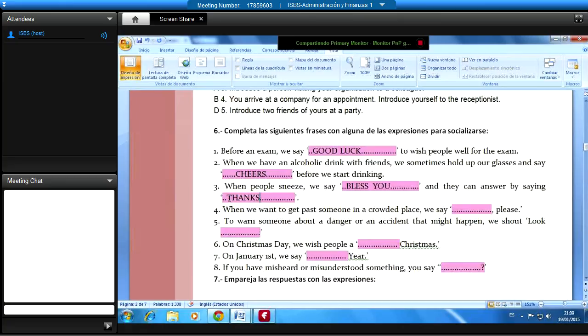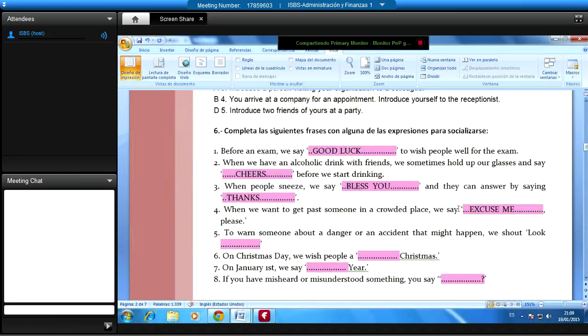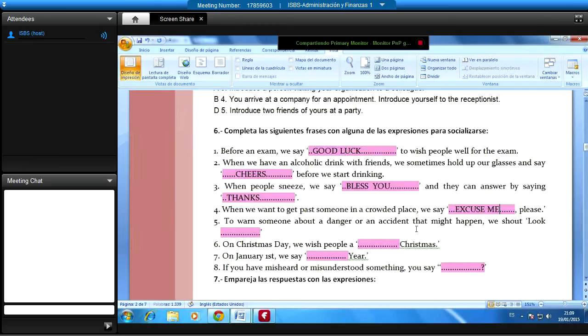Then, when we want to get past someone in a crowded place, a place full of people. Imagine that you're in the middle of the crowd, in the middle of many people, and you have to go like this, because you want to get past, or you're on the train and you want to get out. What do you say to try to elbow aside people? Excuse me, okay? Excuse me.